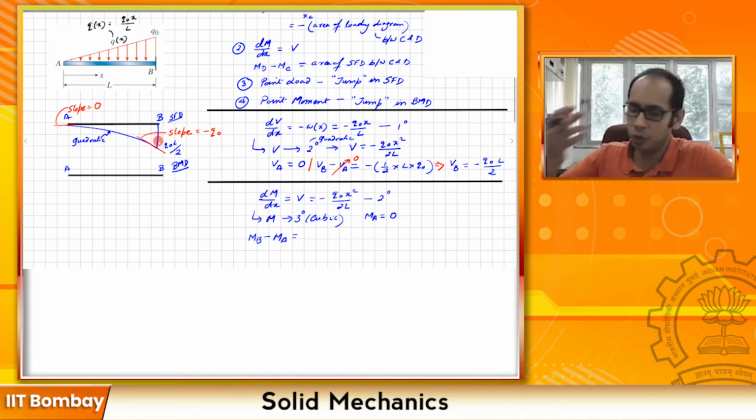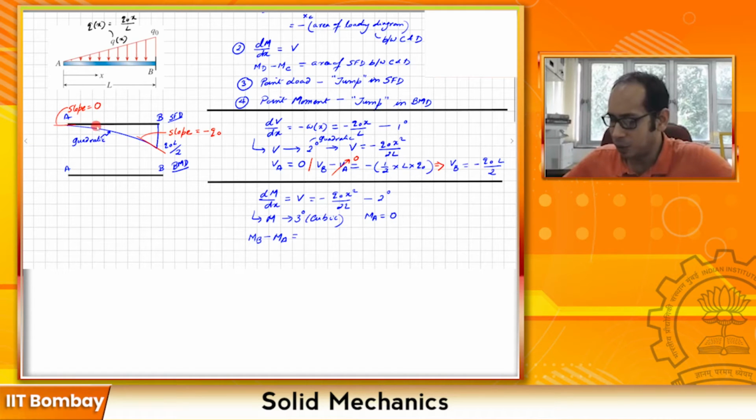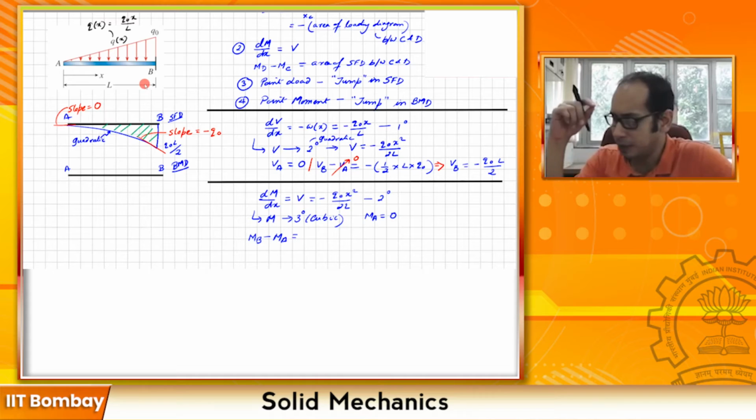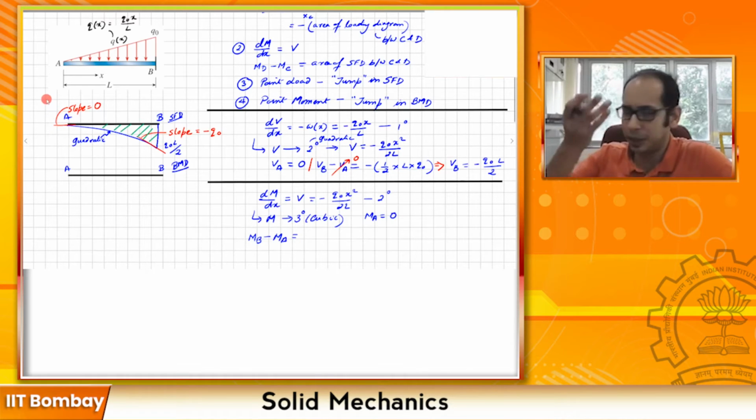Now there are 2 ways to do it. As you can see, it's a quadratic line. You can take this area that is there, maybe let me mark it with green color. This area you can calculate as 1/3 of the circumscribing rectangle, because it's a parabolic curve with a 0 slope over here. Or you can simply integrate and find out.